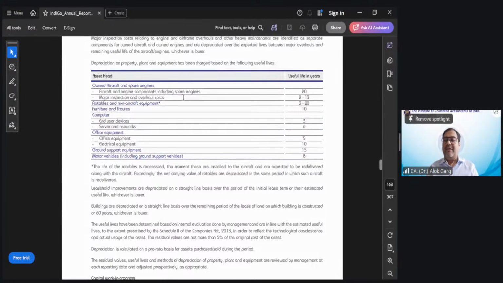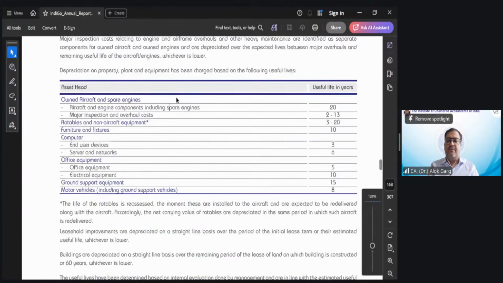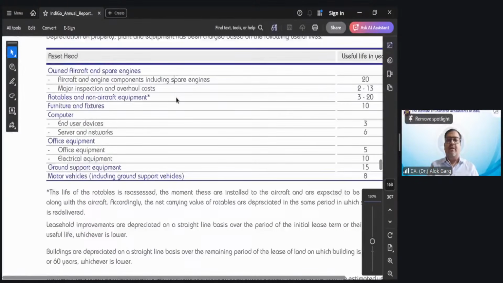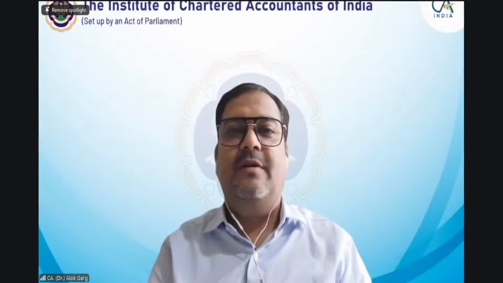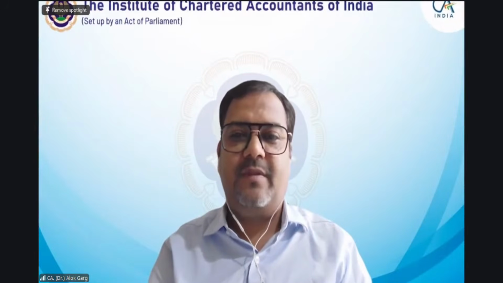Have you seen people are capitalizing the major inspection cost? Right? Should I zoom it? Are you able to see now? Yes? Okay. So this is in the Indigo's annual report. Great.